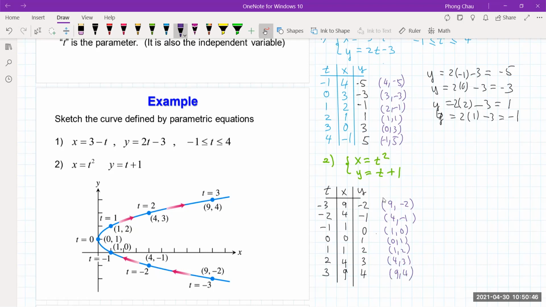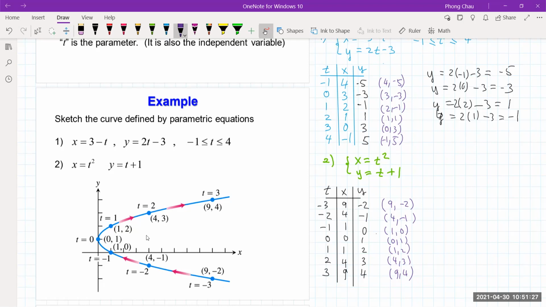So you're going to plot these on the XY plane. I actually have the graph inside. You see the 9, -2 is this point. 4, -1 is that. Then 1, 0, 0, 1, 1, 2, 4, 3, and 9, 4. And the corresponding t values are also written there. So in this case, you can see that if you plot the points, it really follows this path. It's really a parabola, open sideways, and it goes in this direction here.